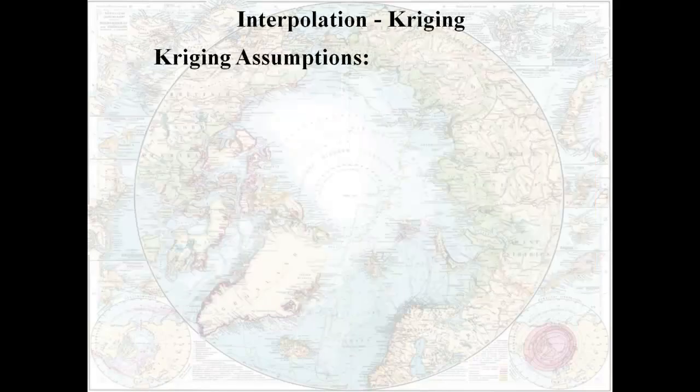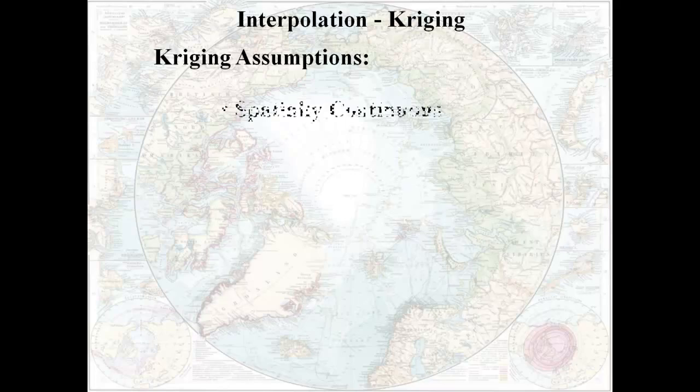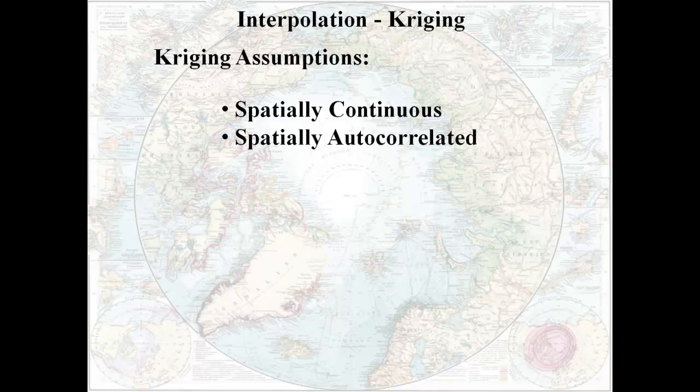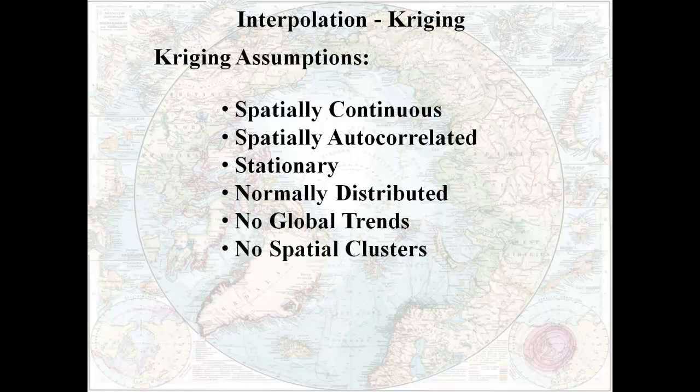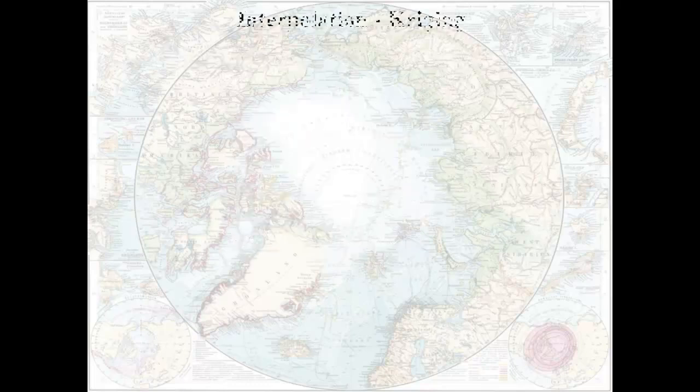The thing about kriging is you have to have data that meets the assumptions that are behind kriging. Kriging is going to use some statistical analyses to do the interpolation, and so some statistical assumptions have to be in place and met before kriging is going to work well. If they aren't met, you shouldn't use kriging. So I'm going to walk through the rest of these for the rest of this video. You need the data to be spatially continuous, spatially autocorrelated, stationary, normally distributed, no global trends, and no spatial clusters. So you can see there are a lot of assumptions that must be met before your kriging is really going to give you the best interpolated output.